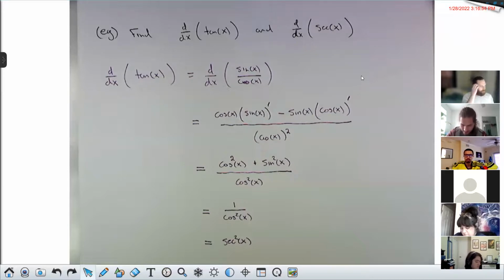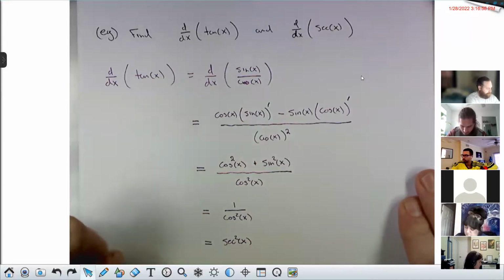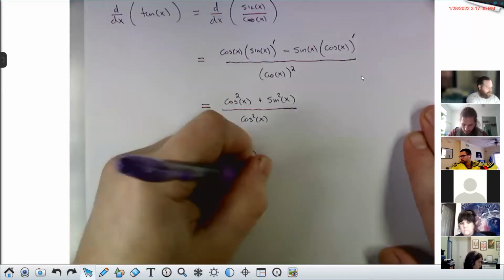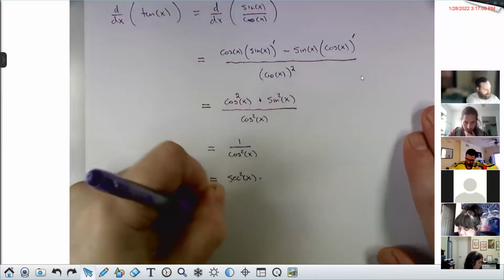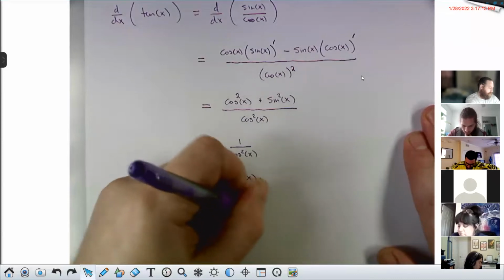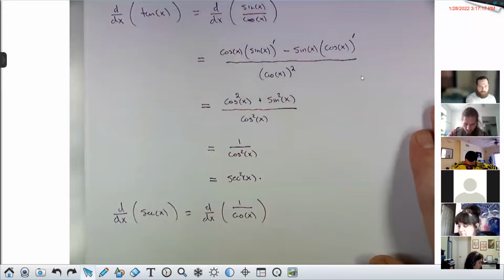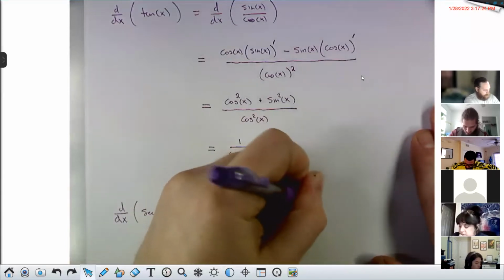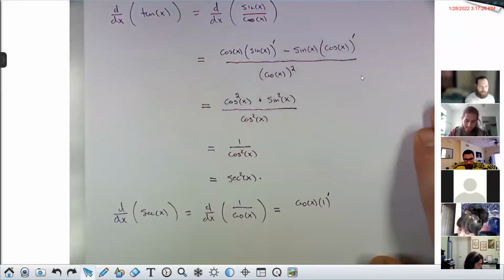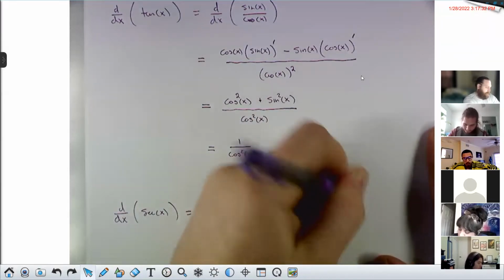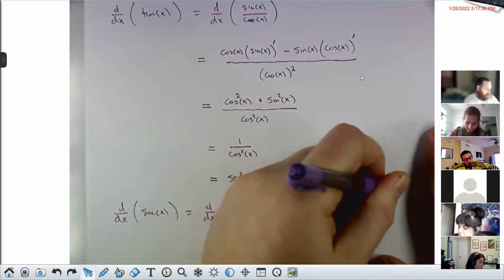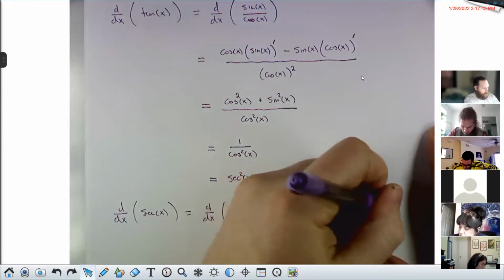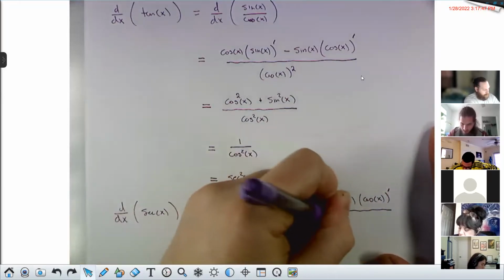The last thing I'm going to do for you today is differentiate the secant function. d/dx of secant x is d/dx of 1 over cosine x, because secant is by definition 1 over cosine. And again, a quick application of the quotient rule, you have low d high, so cos x times the derivative of the top, which is just 1, minus the top times the derivative of the bottom. So cos x times 1 primed minus 1 times cos x primed, all over cos x all squared, or cos squared of x.